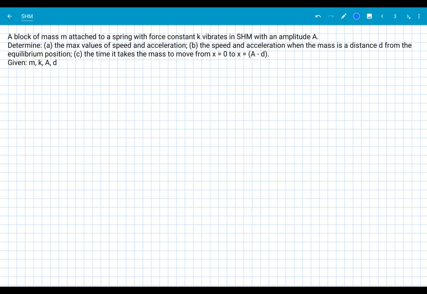So notice that we're not handed the equation of motion for this thing. We are simply told, it's described to us, right? The physicality of it is described to us. We're asked to determine some of the physical behaviors of the system, but it's really up to us to write the position function. So this is useful for us.